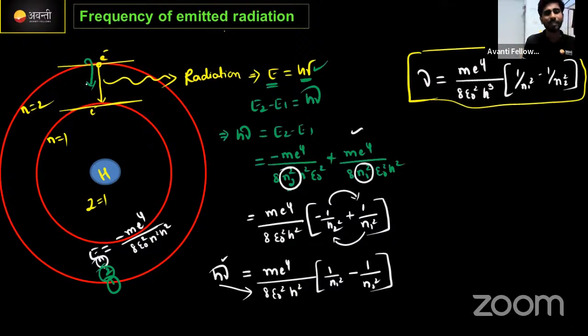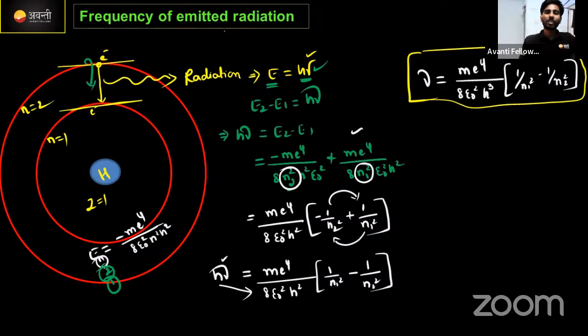The frequency means when an electron jumps from a higher energy state to a lower energy state, it will emit radiation in the form of energy. That energy has a frequency, correct? And within the frequency there is also the wavelength. Now we need to calculate only the frequency.